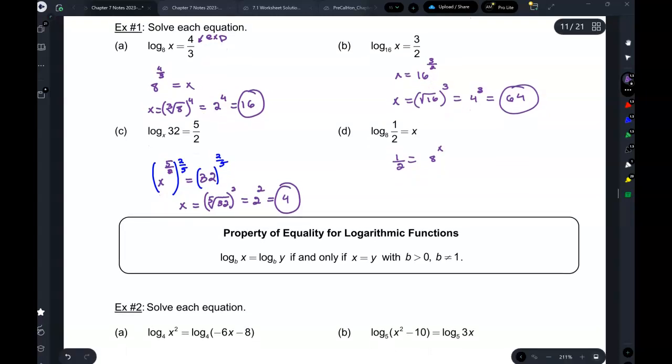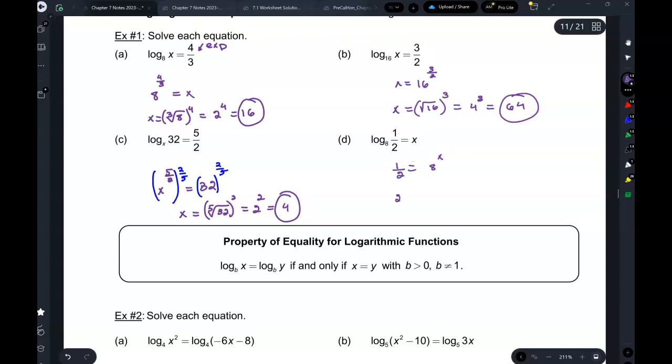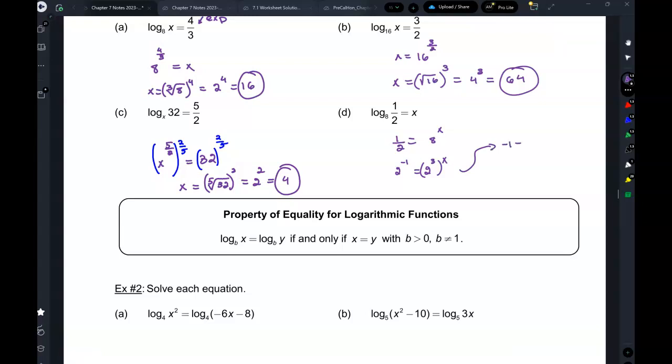Okay, so is there a common base? 2. 2 is the common base. So 2 to the minus 1 is 2 cubed to the power of x. Remember doing this? Yes. So now negative 1 is 3x. So x is negative 1 over 3. The base here was 8. But then when I rewrote this, I realized this half and this 8 have a common base of 2. Right? So this problem is now gone. Now I have a fresh one in front of me.